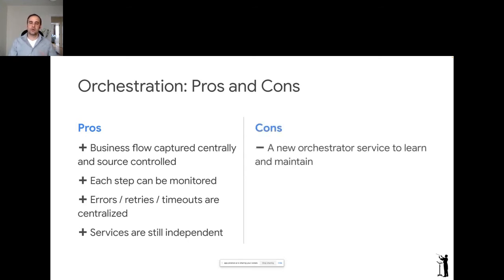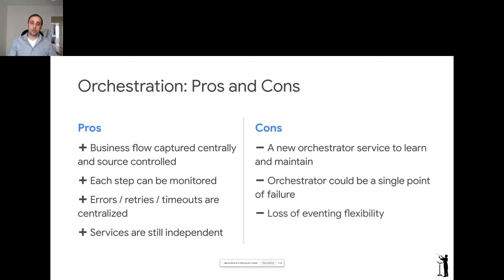Now, on the other hand, your orchestration service is a new thing that you need to learn and maintain. It can be a single point of failure, because if the orchestrator doesn't work, then there's going to be no calls. So you need to make sure that you're using an orchestrator that's resilient and redundant and all that kind of thing. You lose a little bit of eventing flexibility. So now if you need to introduce a new service, you need to deploy the service, but you also need to change the orchestrator and use that service. So the orchestrator has to be changed and deployed as well. So it's not as flexible as eventing, basically, in that sense.